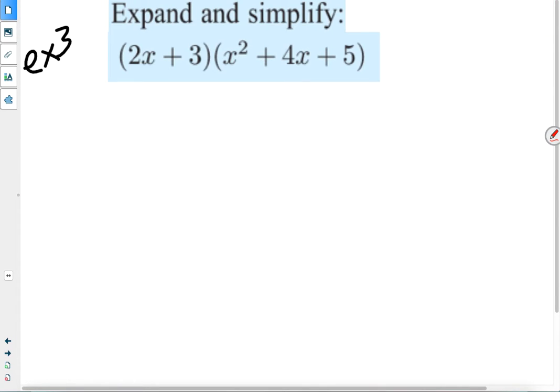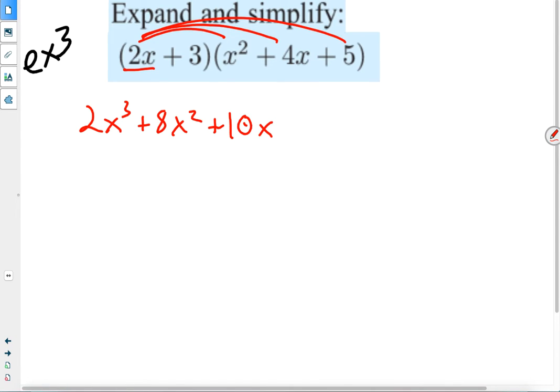So example 3, as we multiply this out, what I find easiest is just to start. I'm going to start in red, so I'm going to distribute 2x through, and I'm going to make sure it goes to all 3 terms. So 2x times x squared is 2x cubed. 2x times 4x is plus 8x squared. 2x times 5 is plus 10x. Now in blue, I'm going to multiply everything by 3. So 3 times x squared is plus 3x squared. 3 times 4x is plus 12x, and 3 times 5 is plus 15.